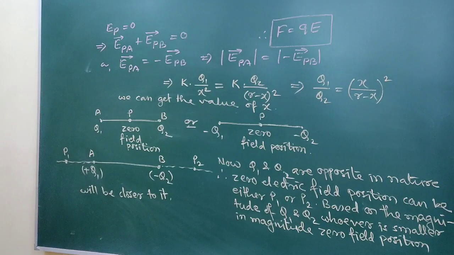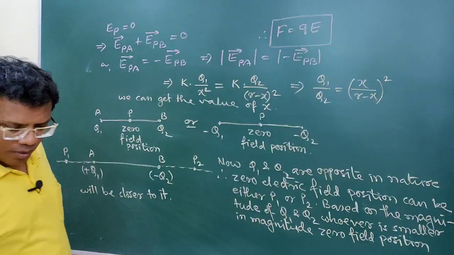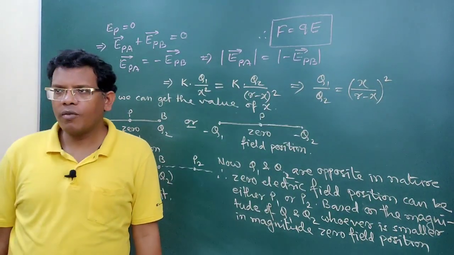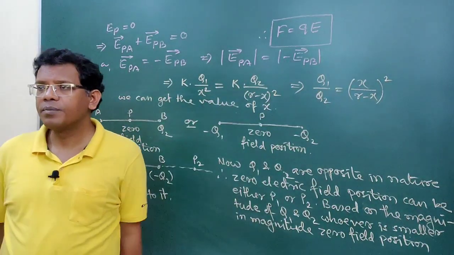For a system of two point charges, there cannot be more than one zero electric field point. No. For a system of two point charges, there cannot be more than one zero field position.